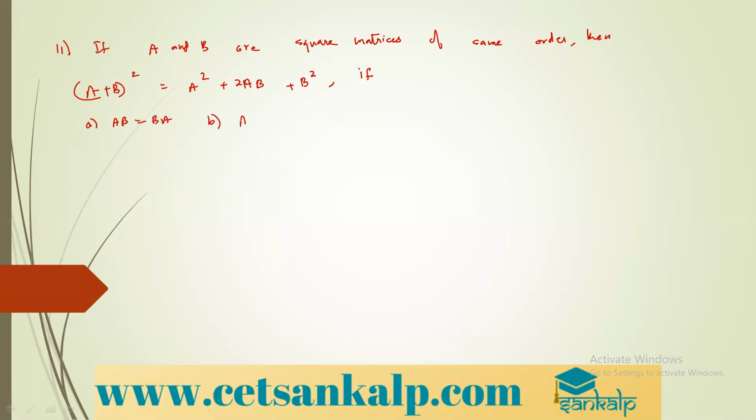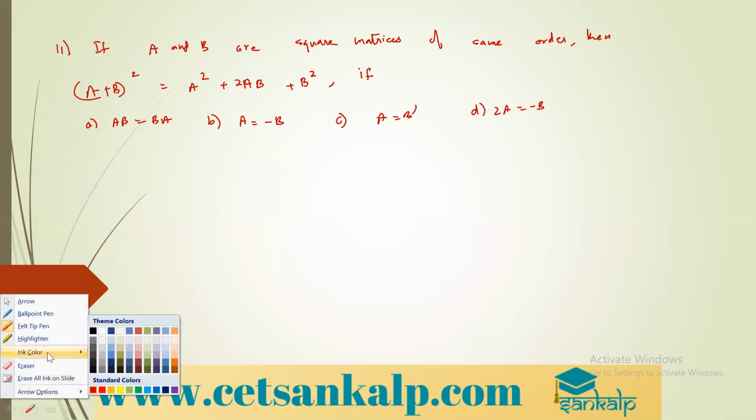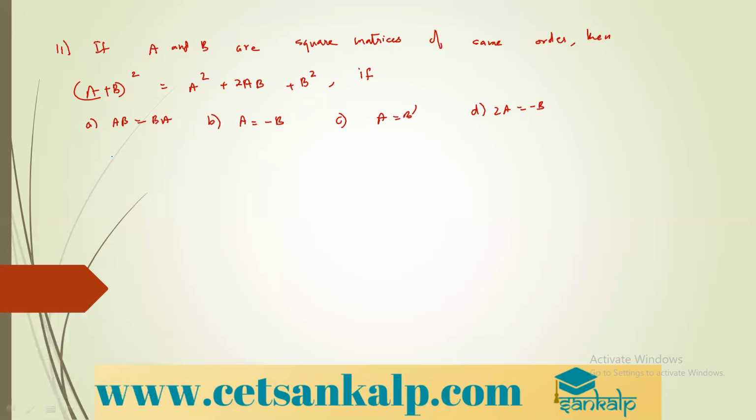The second option is A equal to minus B. Third option is A equal to B dash. And fourth option is 2A equal to minus B. Clearly, I know option A will be the answer, but I will show it. I'll make you do this.